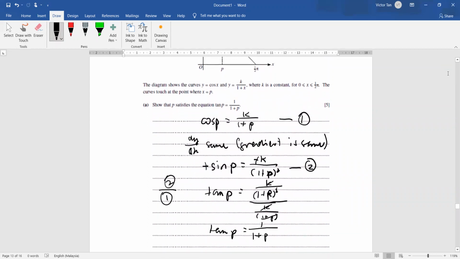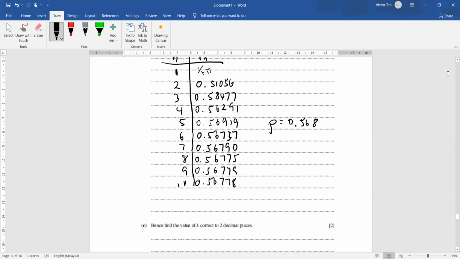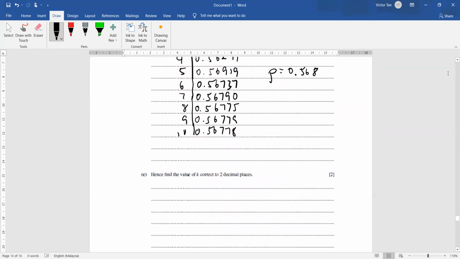So cos P is K over 1 plus P. Substituting the values of P with 0.568. So it's 1.568 times cos of 0.568. That gives 1.32. That's it.